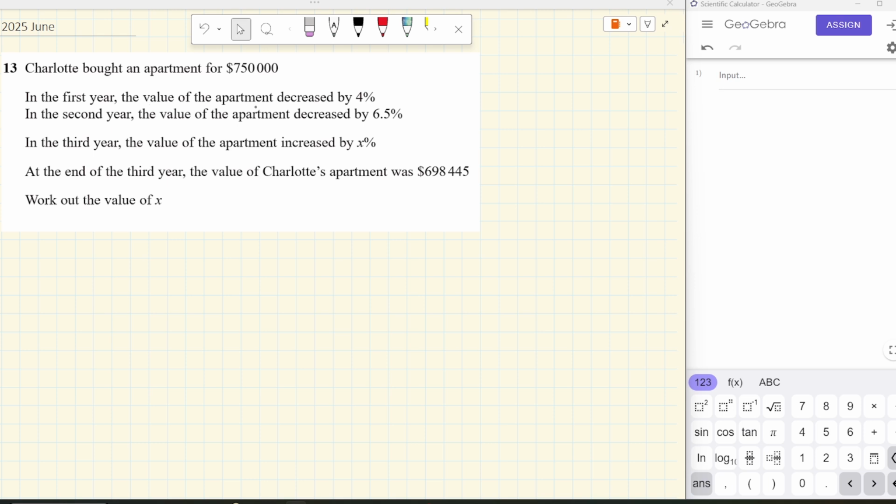Here, percentage decreased in the first year. So it is 4% decrease, that is 100 minus 4, that is 96%. Then second year also decrease, that is 6.5%, that is 100 minus 6.5, that is 93.5. Third year it is increased by X%, that is 100 plus X.